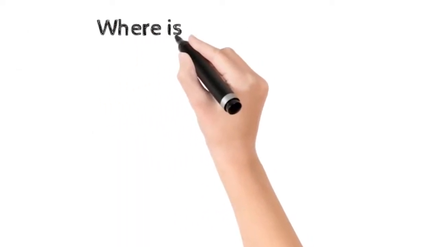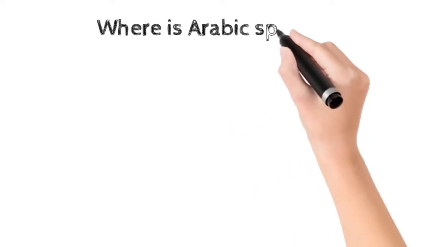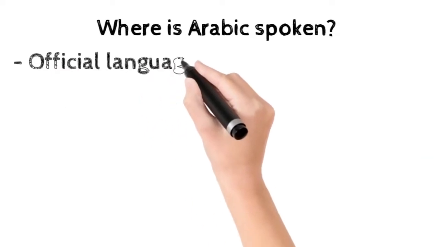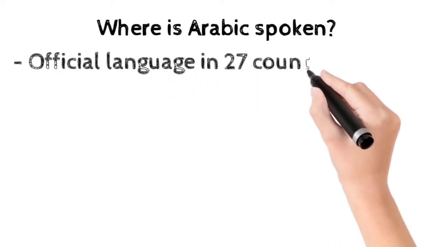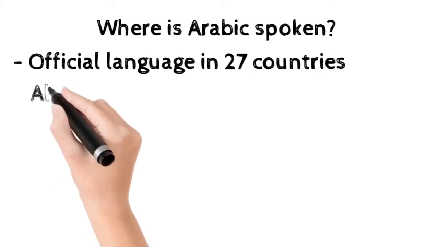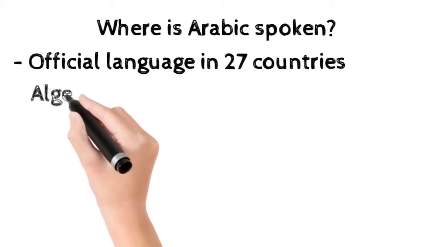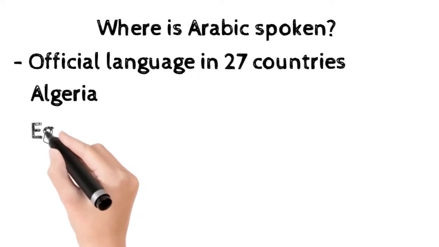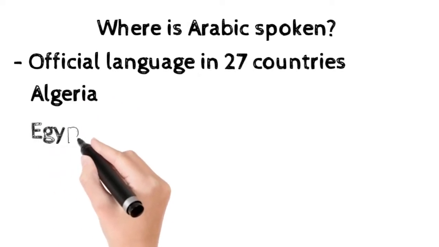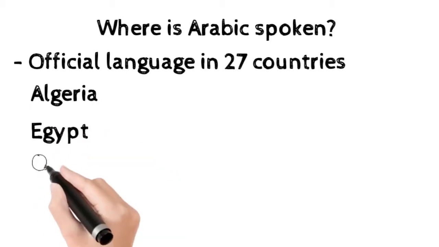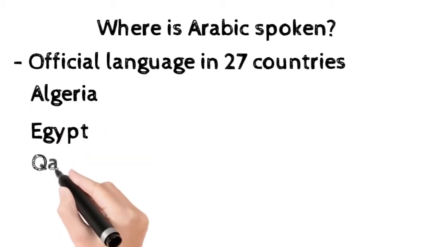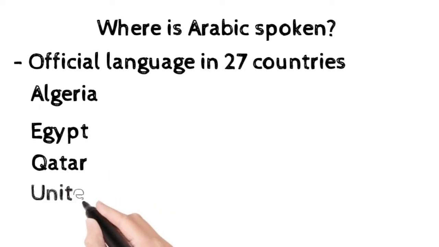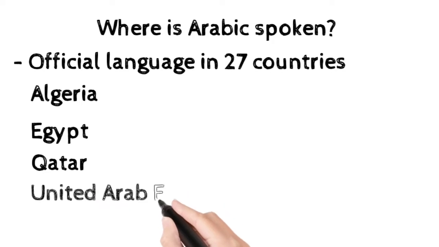So, where is Arabic spoken? It is the official language in 27 countries around the world. Examples of these countries are Algeria, Egypt, Qatar, United Arab Emirates.